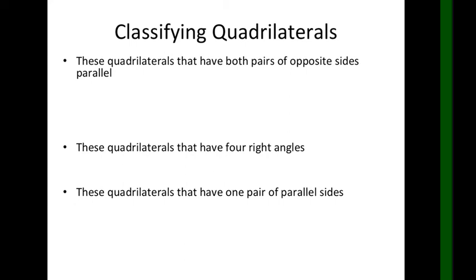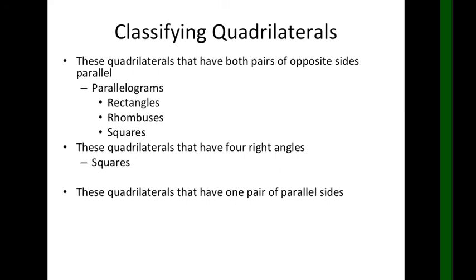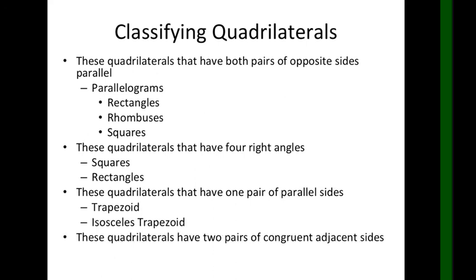Now, classifying quadrilaterals, no? There are quadrilaterals that have both pairs of opposite sides parallel, and these are parallelogram, rectangle, rhombuses, and squares. Actually, rhombuses or rhombi as the plural. These quadrilaterals have four right angles, so square and rectangle. These quadrilaterals have only one pair of parallel sides, and that is trapezoid and isosceles trapezoid. These quadrilaterals have two pairs of congruent adjacent sides, and this is kites actually.